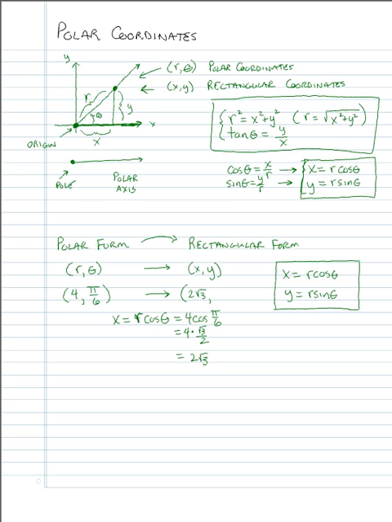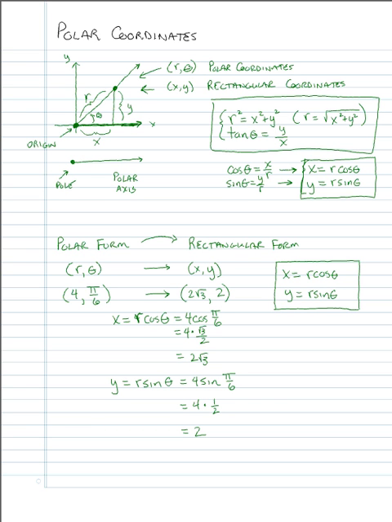Now, on the other hand, when we want to calculate our y coordinate, we would use y is equal to r times sine of theta. And of course, r is 4, and theta is pi over 6, so we'd have 4 times sine of pi over 6. Well, sine of pi over 6, I believe, is 1/2. So we'd end up with 4 times 1/2, or 2. And so our y-coordinate would be 2. Okay. So we've made the conversion from polar coordinates to rectangular coordinates. This is coordinates to coordinates.